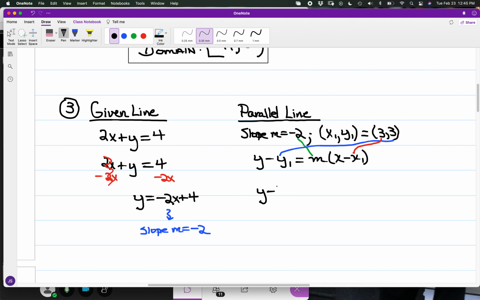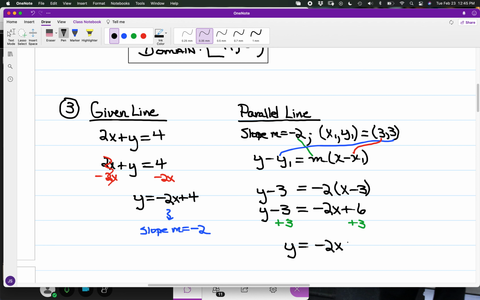So just filling in what we have now: y minus 3 is equal to negative 2 times the quantity of x minus 3. We're distributing negative 2 over the quantity of x minus 3, so we have negative 2x plus 6. And then finally getting the y term by itself upon adding 3, we have that y is equal to negative 2x plus 9.